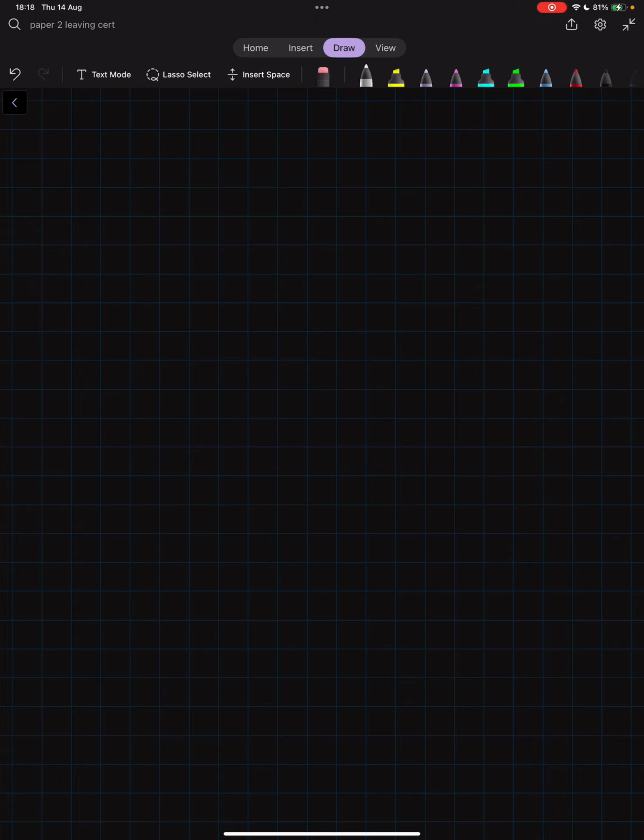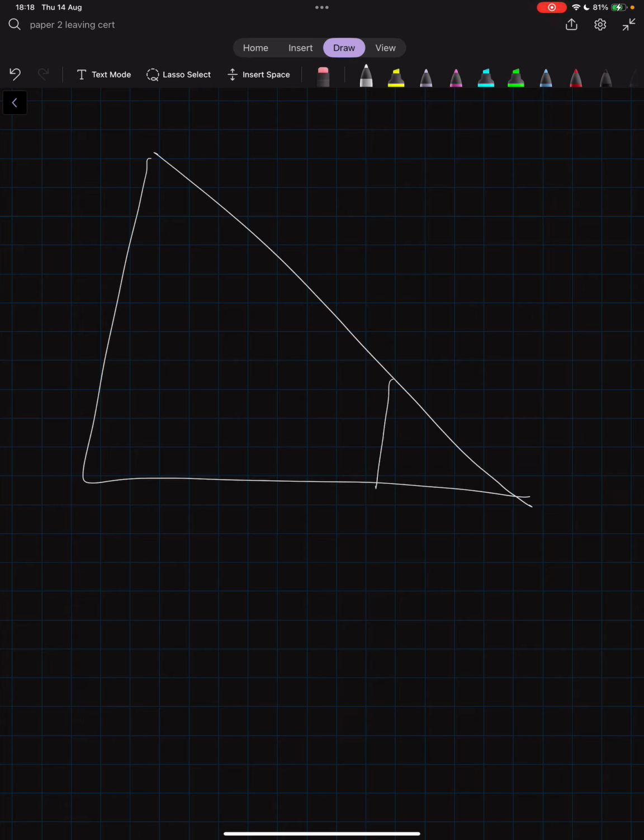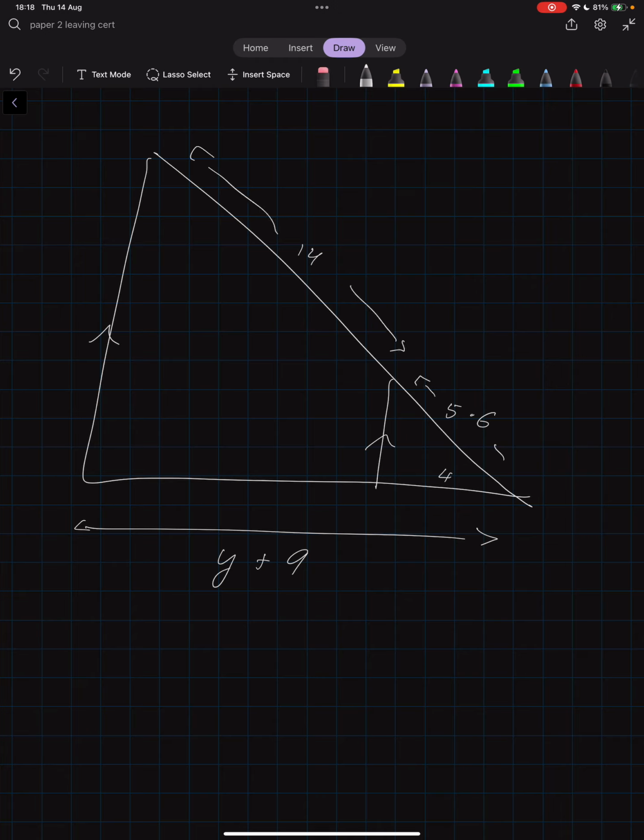So basically here you have this, and you're told these 2 things are parallel. This whole distance is y plus 9. This is 4. This is 5.6. And this is 14. So it's 14 from there to there, and it's 5.6 from there to there. So I want to know what y is.